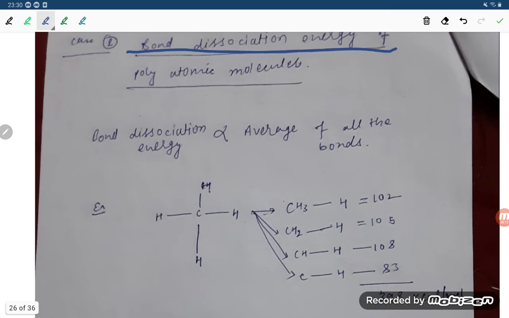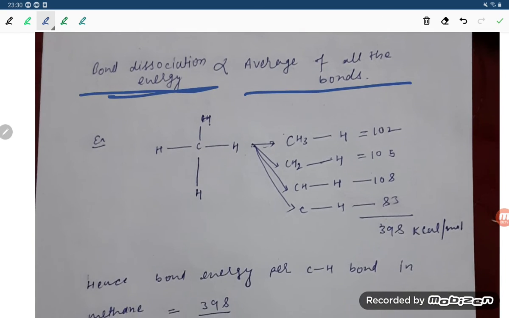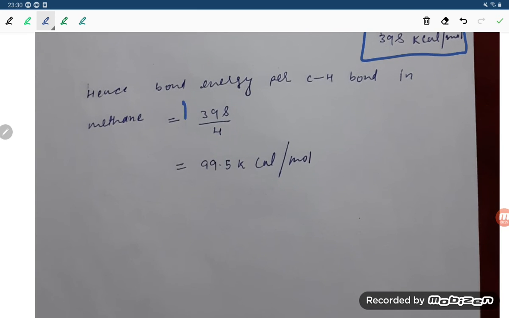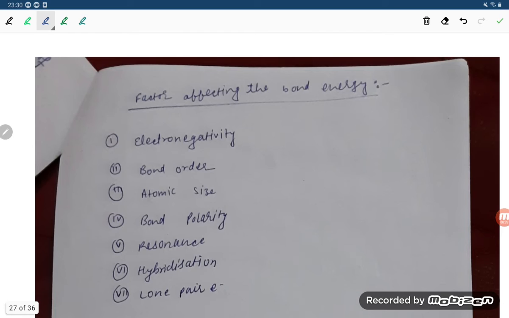Bond dissociation energy of a polyatomic molecule is proportional to the average of all the bonds. Here you see methane, with 102, 105, 108, 83 kilojoule. Calculating the average, 198 upon 4, that is 99.5 kilojoule per mole.